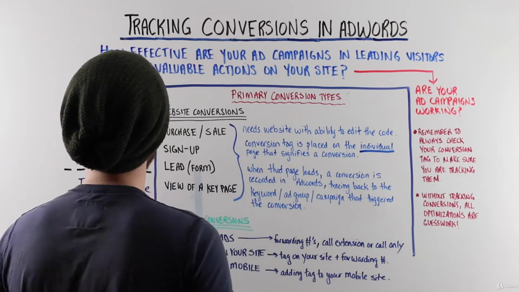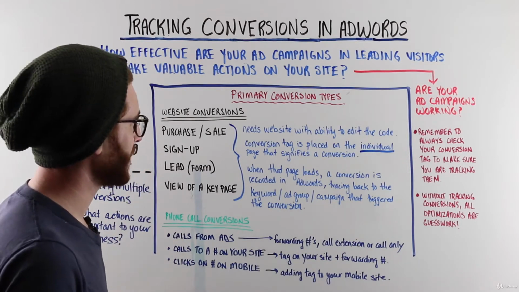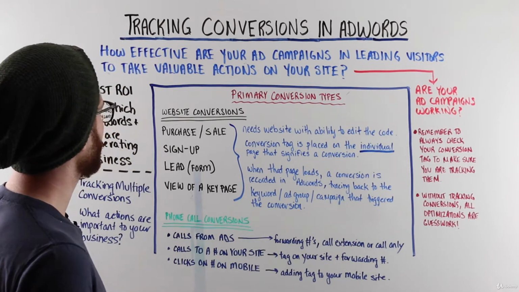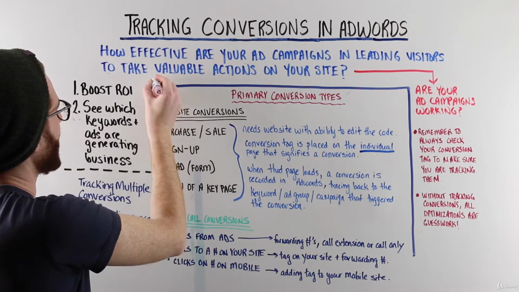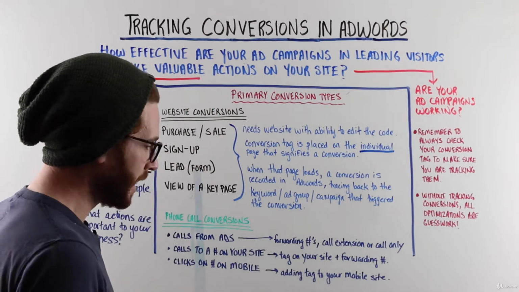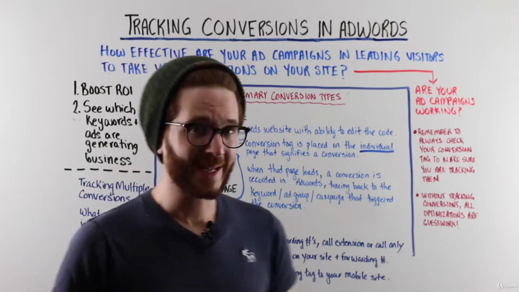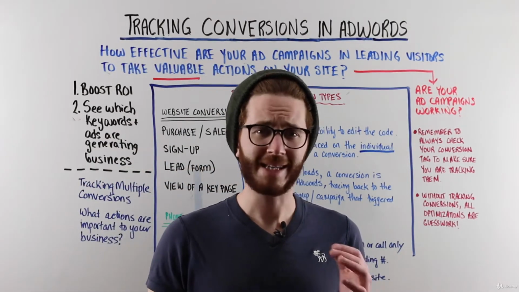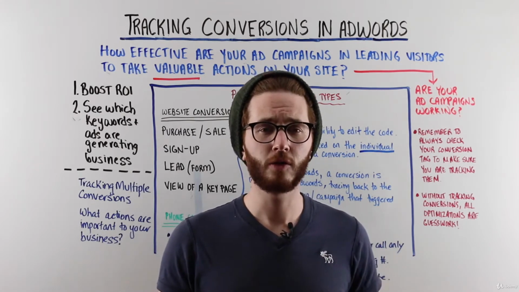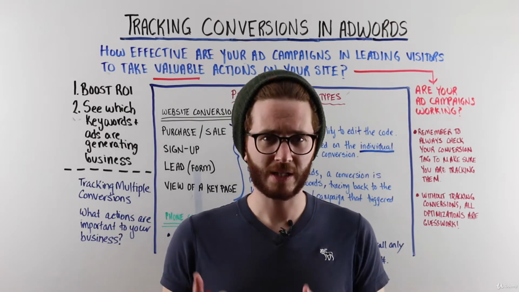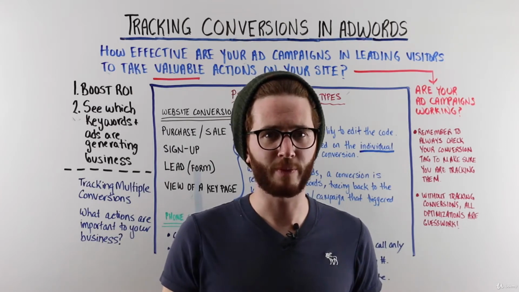Put a little bit more clearly, tracking conversions is how you measure how effective your ad campaigns are in leading visitors to take valuable actions on your site. Tracking conversions is really as it sounds. It's setting something up, and we're going to walk through all the steps, but it's configuring a number of different settings that allow your AdWords campaign to tell you when an ad click led to a sale, or when an ad click led to a valuable action that you determine is valuable for your business.